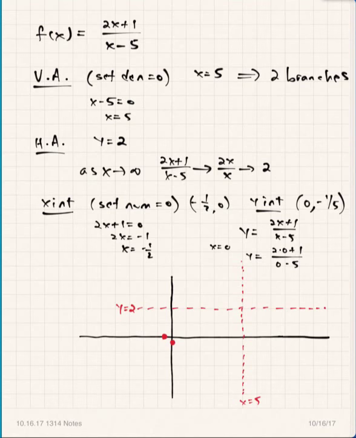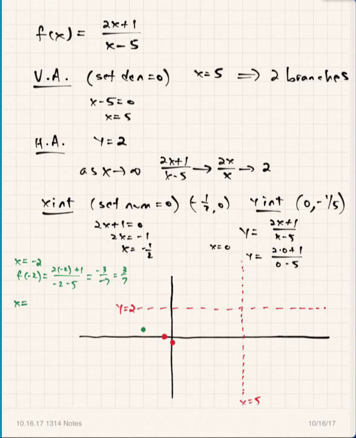So off to the side here, I'm going to do this in a different color. Let's pick x equals negative 2. So that means you're looking at f of negative 2 in the function. And f of negative 2 would be 2 times negative 2 plus 1 over negative 2 minus 5. And so that would be negative 3 over negative 7, or 3/7. So at negative 2, you get 3/7, which is maybe right about in here.